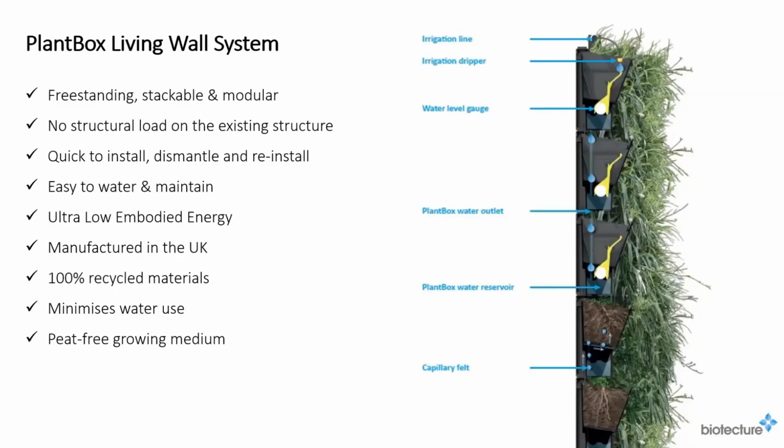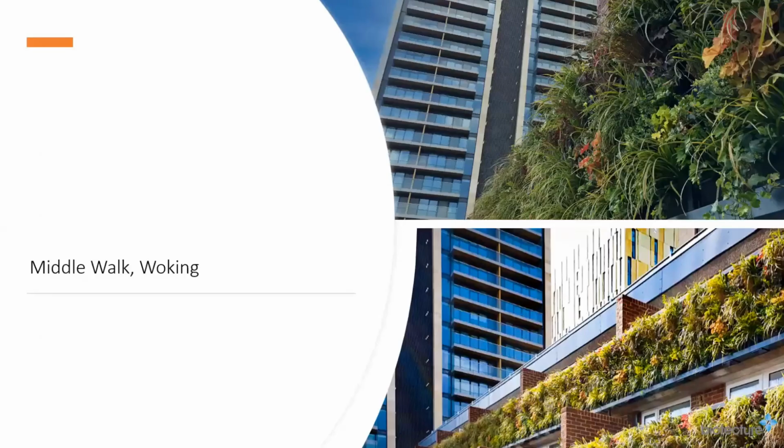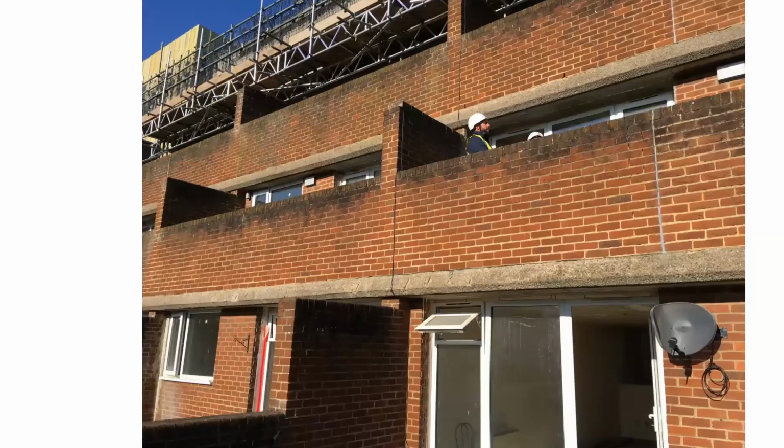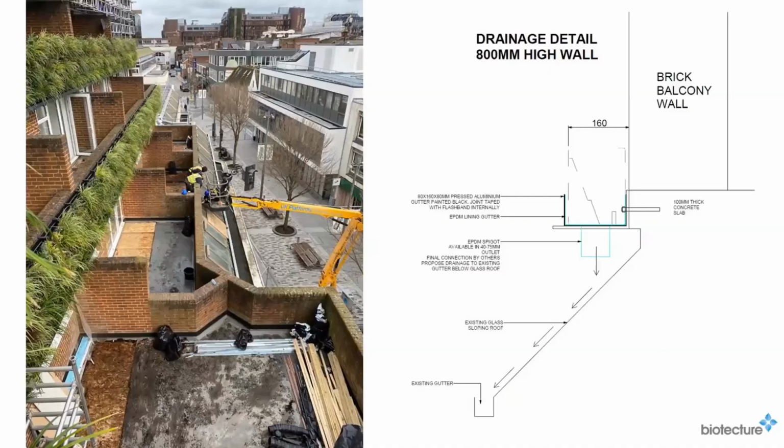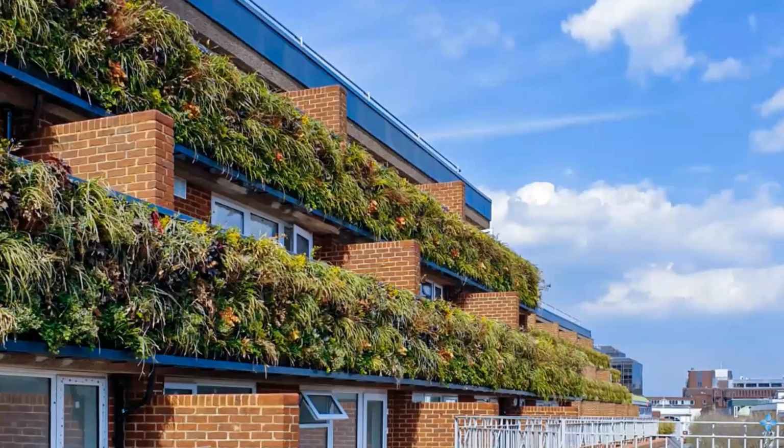And a quick case study just to show the versatility of this product in terms of vertical greening is in Middlewalk in Woking, where we have some existing balconies that are running off of concrete slabs, but the brick balconies are not structurally able to hold the weight of a green wall. So what we're doing to overcome this is we are forming an angle which is doubling up as the gutter for the green wall into the concrete slab, and then the PlantBox is just set onto this structural gutter and then purely restrained back at height. So that allows us to really perform some level of urban regeneration without taking up any structural load on the existing building.